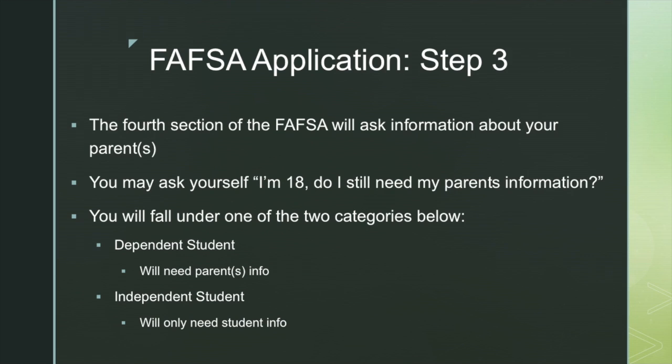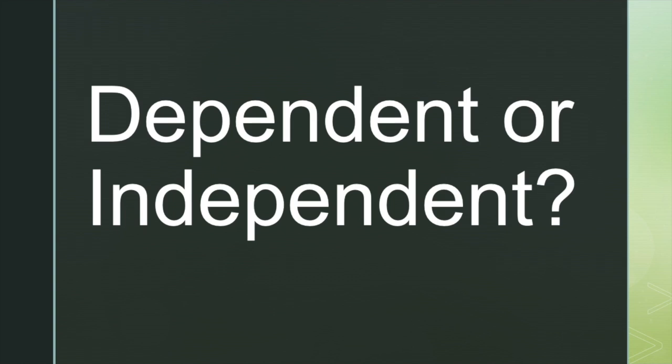Financial aid step 3. The fourth section of the financial aid will ask for information about your parents. You may be asking yourself, well, I'm 18. Do I still need my parents' information? You're going to fall under one of 2 categories. Either you're a dependent student, meaning you will need parent information because you depend on their income, or you're an independent student, where you will only need your student information and student income because you do not rely on parent income. Because you may or may not rely on it by your own definition, you have to make sure you are dependent or independent under the definitions and rules of the financial aid application.